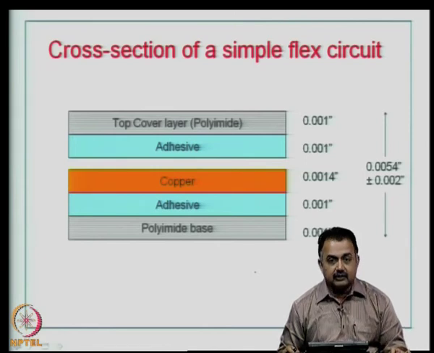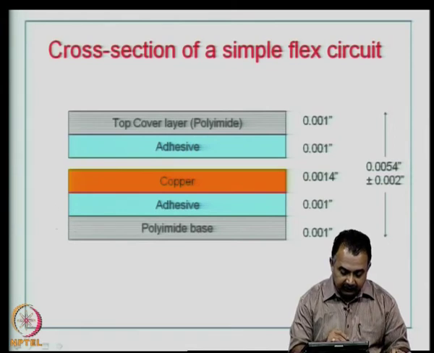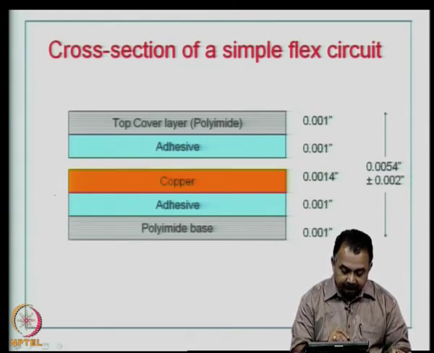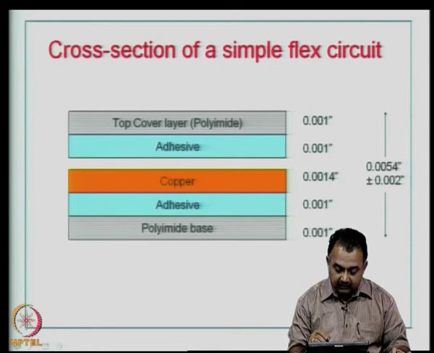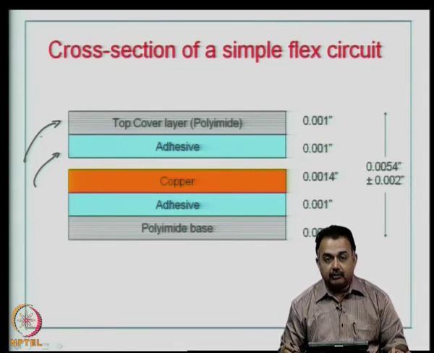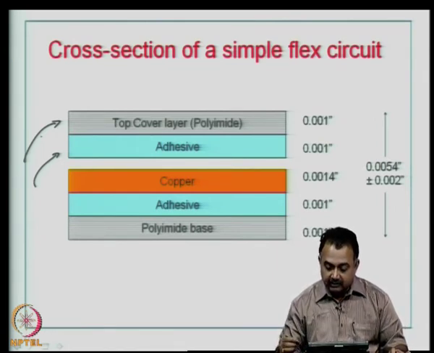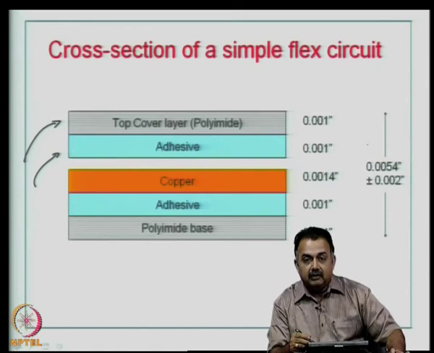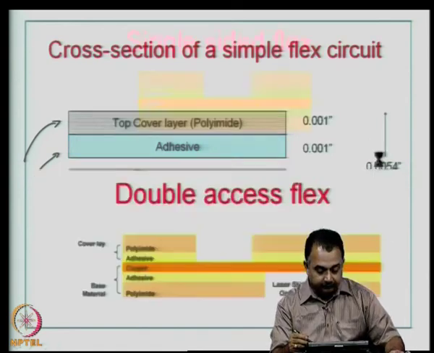This is the cross section of a simple flex circuit. So, obviously, you have the copper and the adhesive polyimide base. Once the construction is over and the circuitry is realized, you apply the top adhesive and the top polyimide cover layer to protect the circuitry. The typical dimensions in inches are given here.